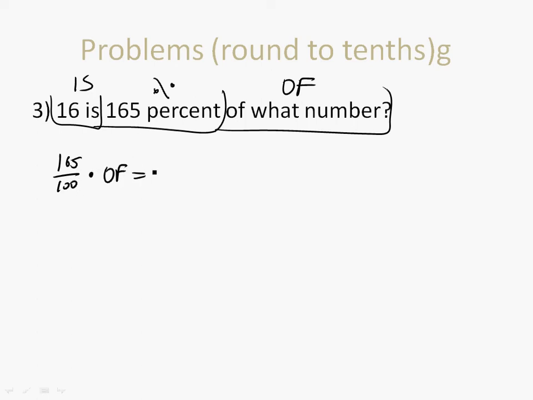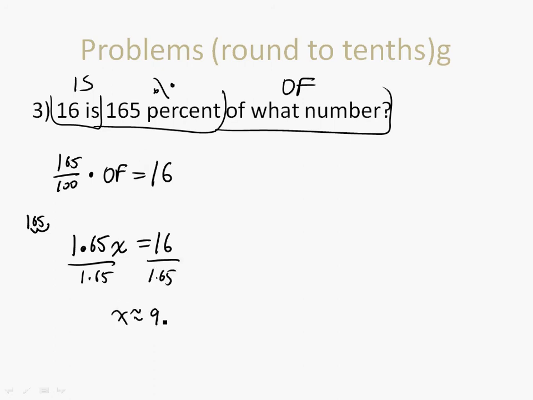We don't know the of, and we know the is is going to be 16. So let's change 165% to a decimal by moving the point 2 places to the left. So that's 1.65. We don't know the of, so we'll just say 1.65x equals 16. Then all I have to do is take 16 and divide it by 1.65. And when I do that, I get approximately 9.7. So 16 is 165% of approximately 9.7.